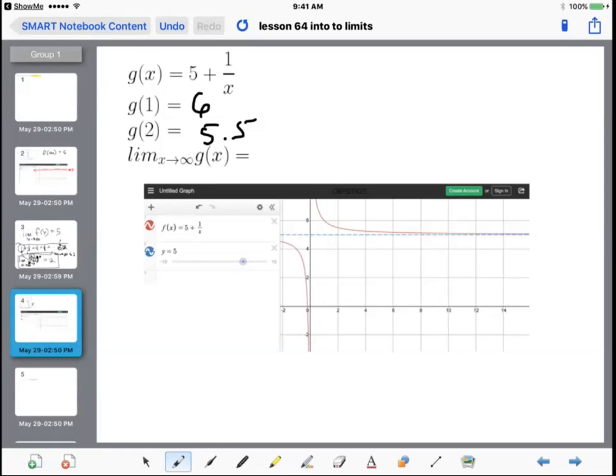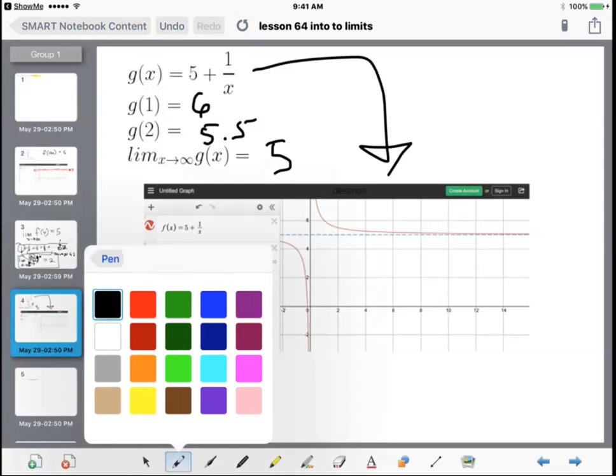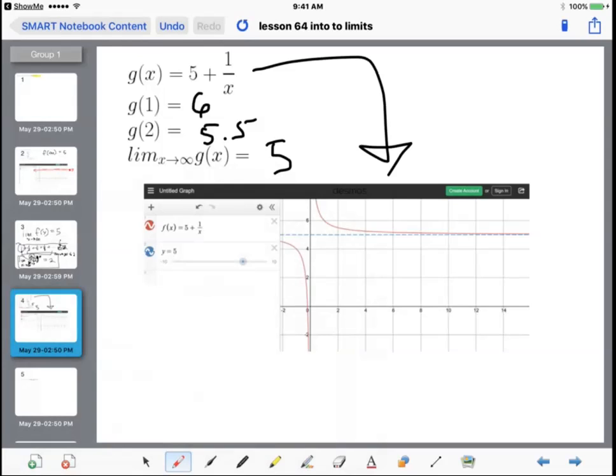And the answer is going to be 5. Because as x gets bigger and bigger, 1 over x gets smaller and smaller, which makes this thing get closer and closer to the number 5. Now in the diagram, I have a graph here of 5 plus 1 over x. You can see the hyperbola, and you can see that this is really a question. If I'm thinking of a graph and not just this abstract function, I'm asking, what's the horizontal asymptote? The horizontal asymptote is y equals 5.